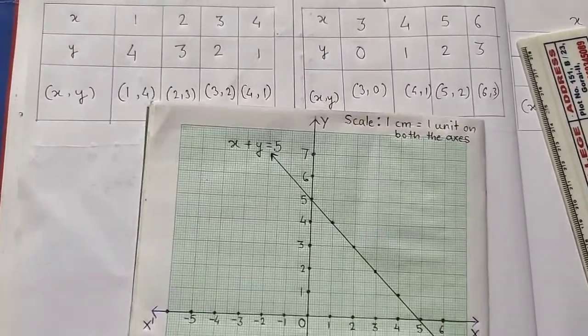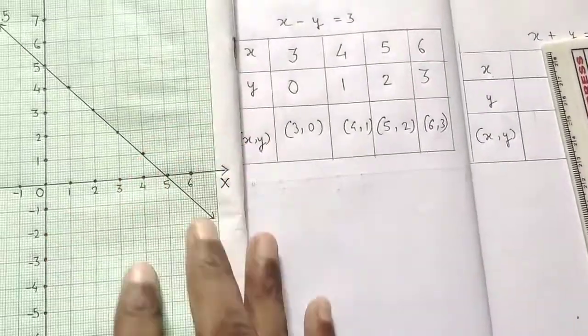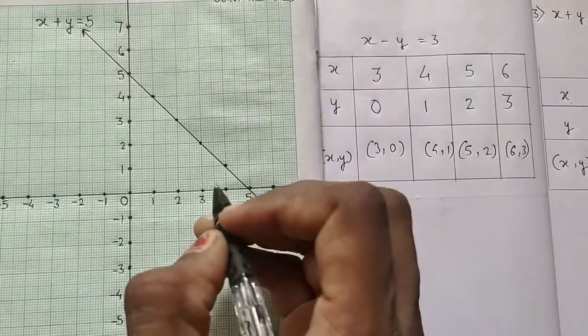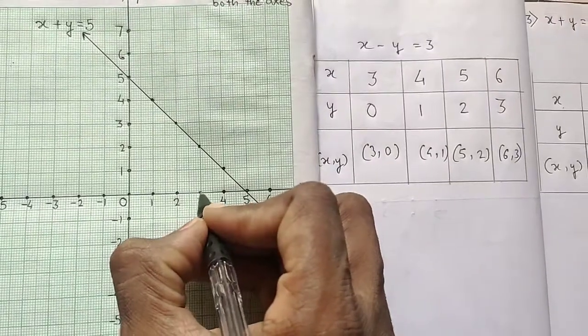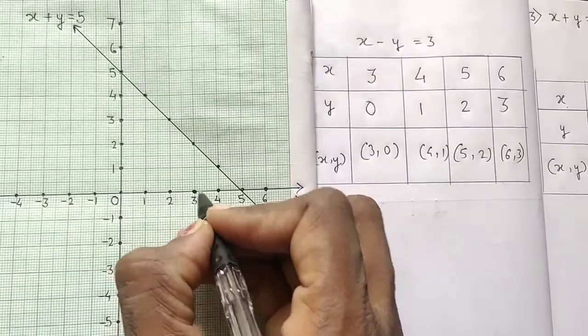Now let us go through the second line. See the points. What is the first point? 3 comma 0. Now see, 3 comma 0 means your x is 3 and y is 0. So this is your point. X is 3 and y is 0 means y is nothing. So this is your point.